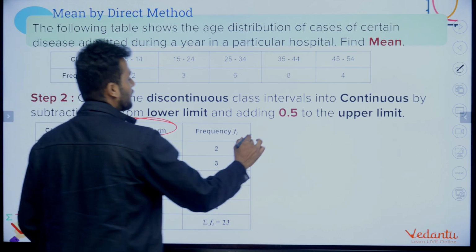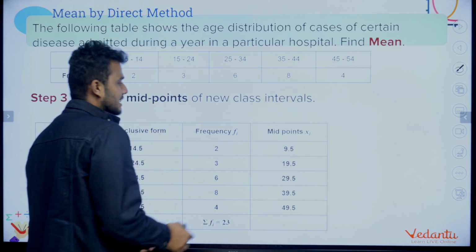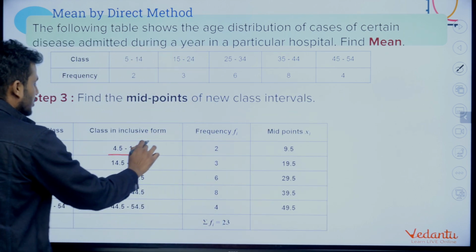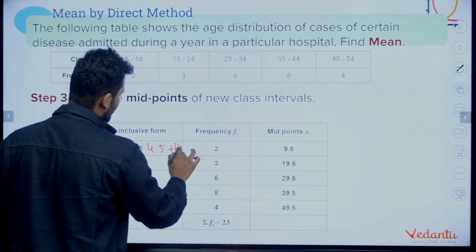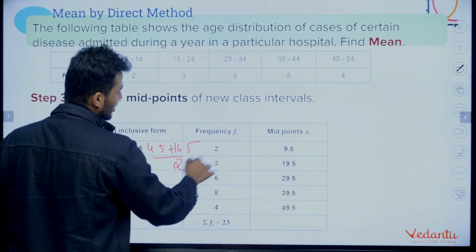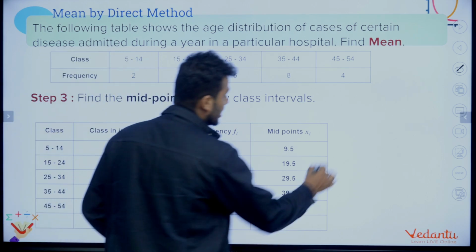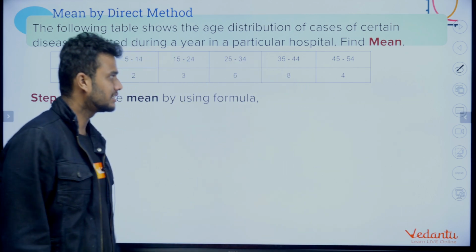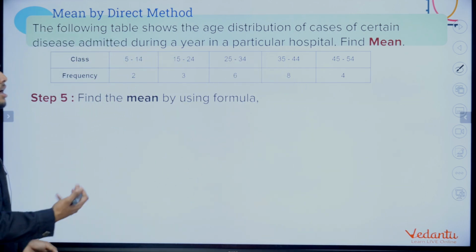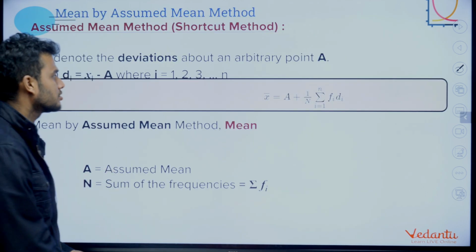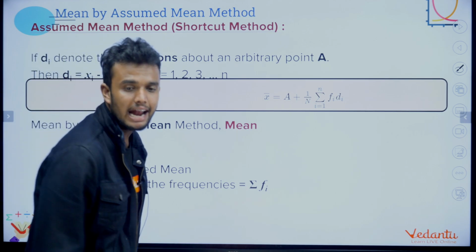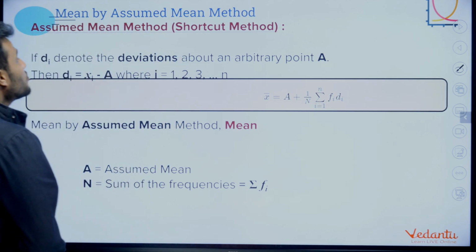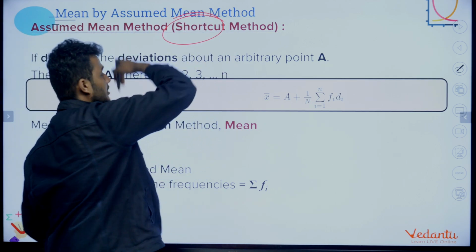Very simple. Then find the xi value. What is xi here, students? Midpoint. Add these two values, 4.5 and 14.5, divided by 2. Then you get the midpoint value. Then fi xi, then summation of fi xi. This is a formula. By using the main formula, find out. That's all, students. Next, move on to the second method, assumed mean method or shortcut method.